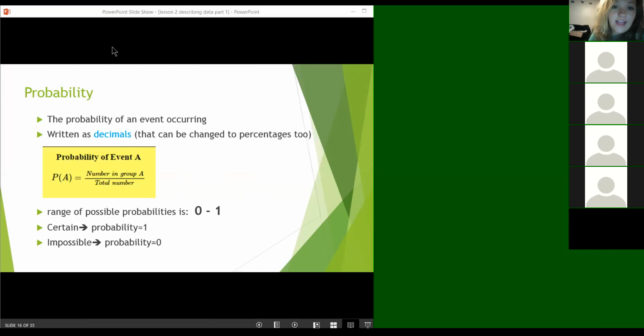The probability of event A, that equation there is just saying how to find a probability: your number in group A divided by your total number. So that's the probability that that event will happen. Probabilities are always going to be between 0 and 1, positive values. You can't have a negative probability. A probability of 1 means it's 100% certain, and a probability of 0 means it's impossible and it's never going to happen.